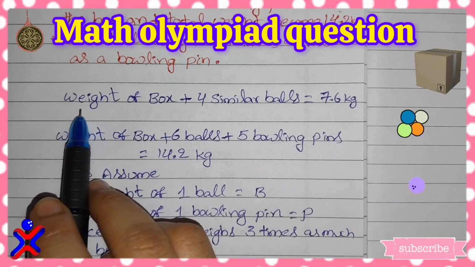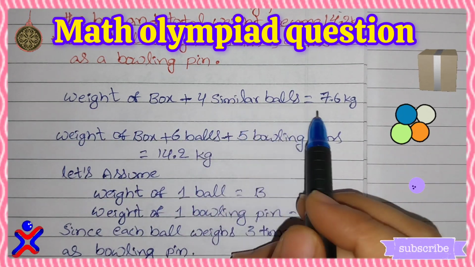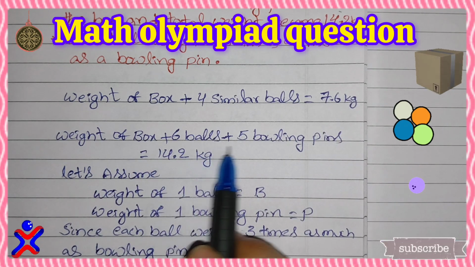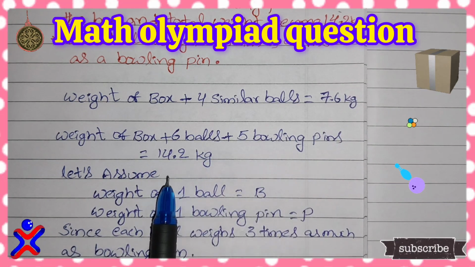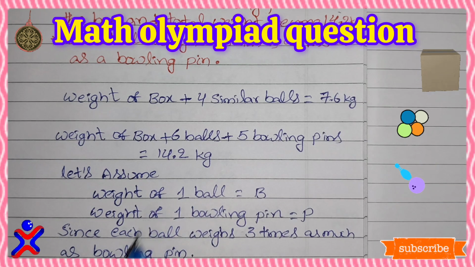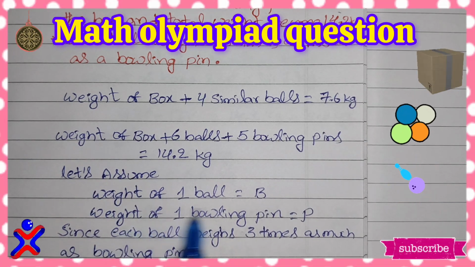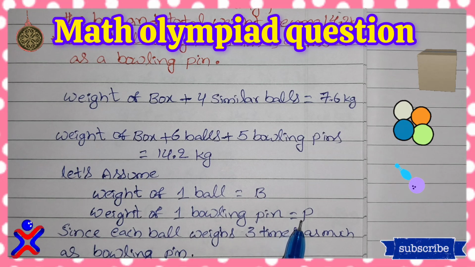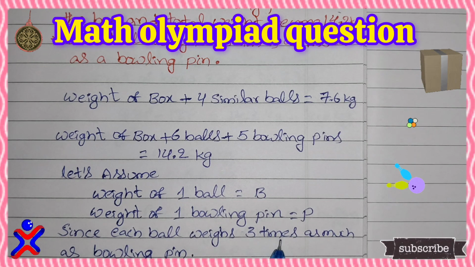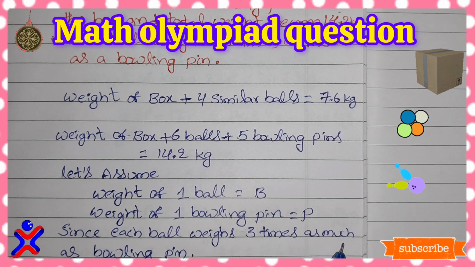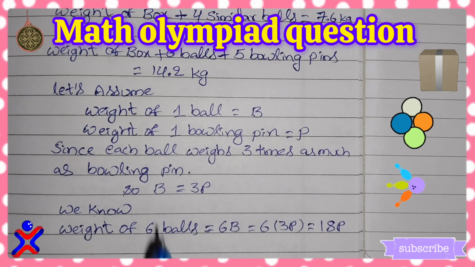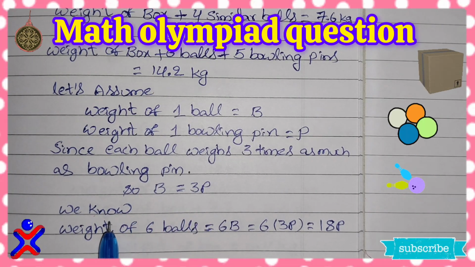Weight of box plus 4 similar balls equals 7.6 kg. Weight of box plus 6 balls plus 5 bowling pins equals 14.2 kg. Let's assume that the weight of one ball equals B and the weight of one bowling pin equals P. Since each ball weighs 3 times as much as a bowling pin, B equals 3P.